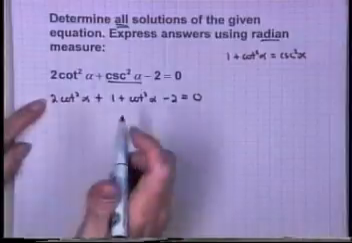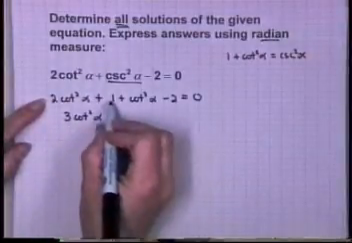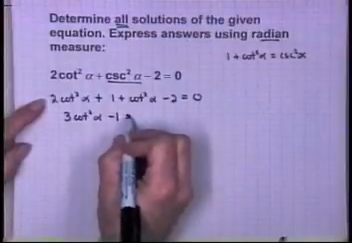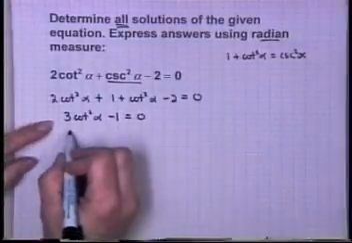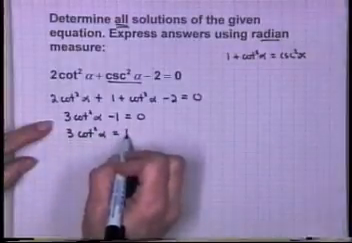Now notice we can add these. I have 3 cotangent squared alpha. 1 minus 2 is a negative 1 equals 0. So 3 cotangent squared alpha equals 1.